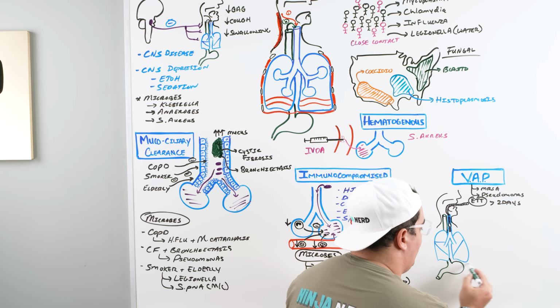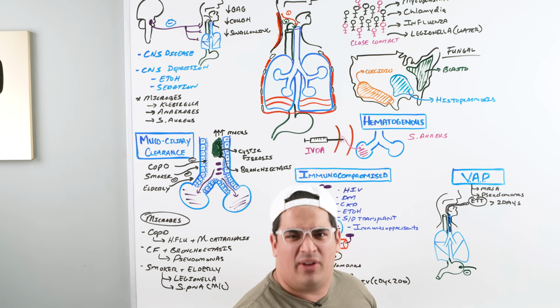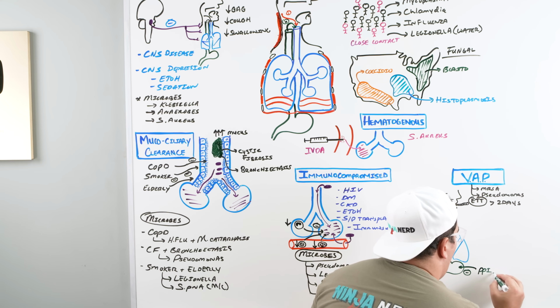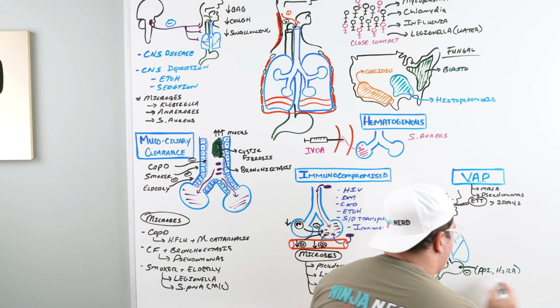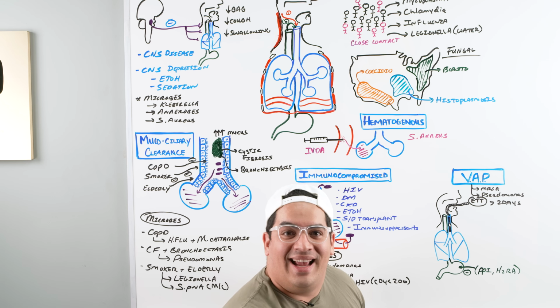Oftentimes when patients are in the ICU, we give them particular drugs to suppress their gastric acid production, to prevent them from getting like stress ulcers. And so we may give them things like proton pump inhibitors. We may give them things like H2RAs, like famotidine. And what that does is that suppresses their gastric acid production so they don't get ulcers. But you know what else it does? It increases the gastric pH.